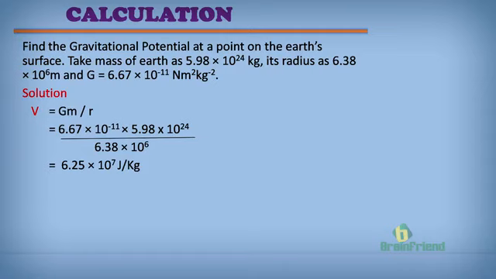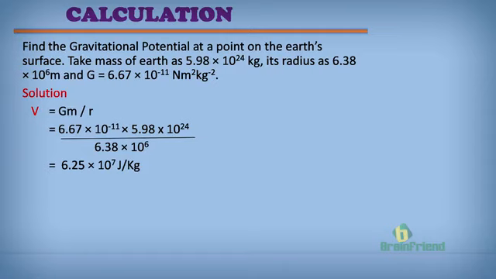Its radius is 6.38 times 10 raised to the power 6. And let the gravitational constant be the same, 6.67 times 10 raised to the power minus 11. Now the solution: V is what we're looking at, GM over R.